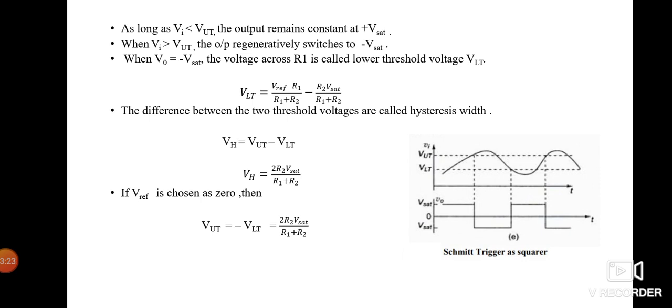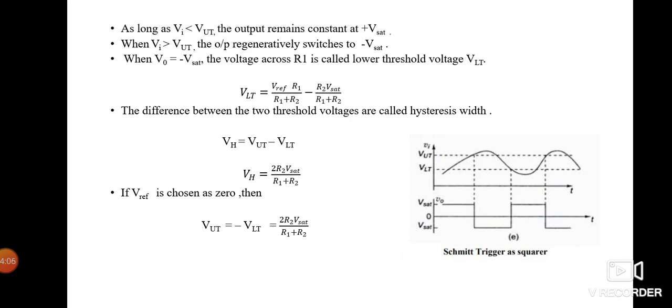In the second case, if the output voltage V0 equals minus Vsat, the voltage at the positive input terminal is VLT, equal to V reference R1 divided by R1 plus R2, minus R2 into Vsat divided by R1 plus R2. This voltage is called the lower threshold voltage. The difference between these two threshold voltages is called the hysteresis width, that is VH equal to VUT minus VLT.